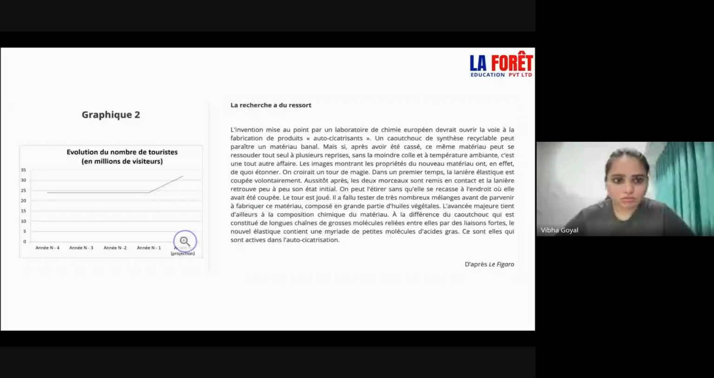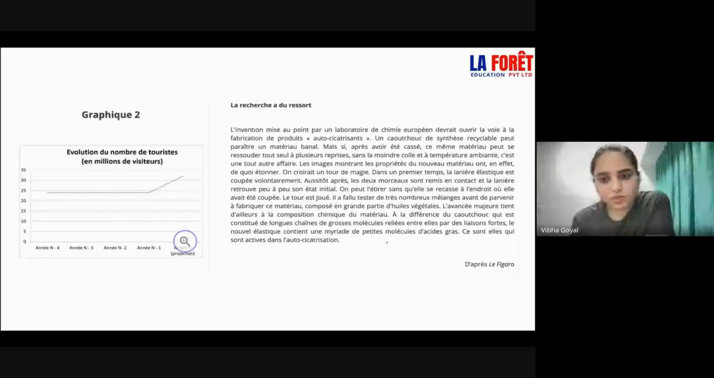And this one is much bigger than the last one. Okay, and what is written here, it's a news article.